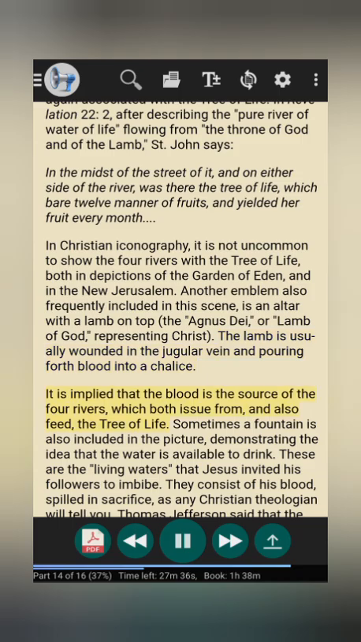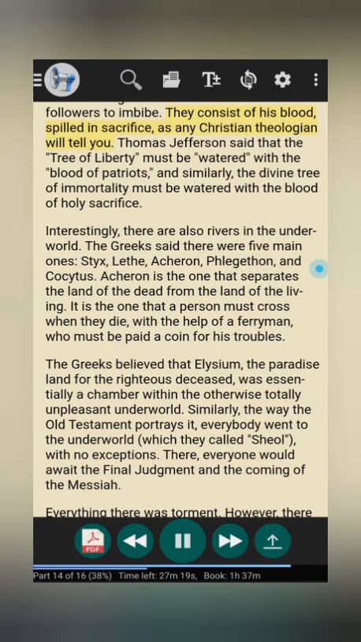The lamb is usually wounded in the jugular vein and pouring forth blood into a chalice. It is implied that the blood is the source of the four rivers, which both issue from and also feed the tree of life. Sometimes a fountain is also included in the picture, demonstrating the idea that the water is available to drink. These are the living waters that Jesus invited his followers to imbibe. They consist of his blood, spilled in sacrifice, as any Christian theologian will tell you.